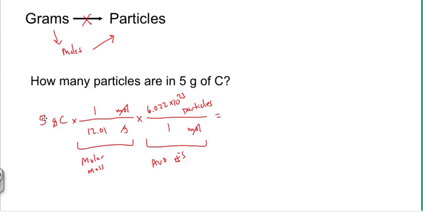So what we're going to do is take 5 times 1 divided by 12.01 times 6.022 times 10 to the 23rd particles divided by 1, and our final answer should be 2.5 times 10 to the 23rd particles. And in this instance, it's going to be atoms of carbon, if you want to be more correct.